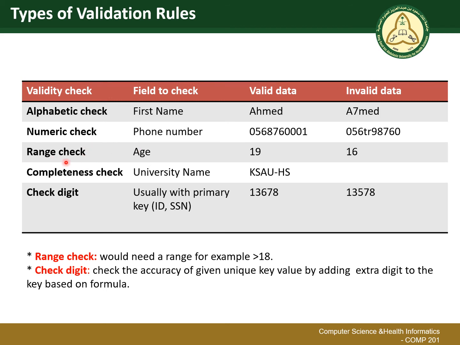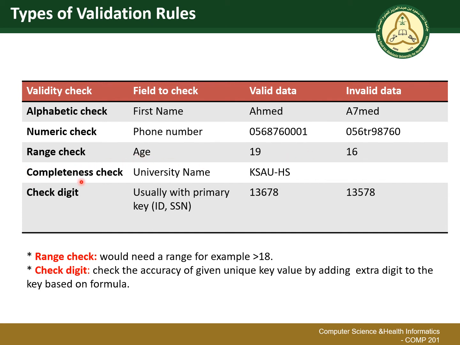The range check. If we have an age field and we have a range of, for example, 18 or more, and we entered 19, it will be considered valid data. But if we entered 16, which is below 18, here we will have invalid data because 16 doesn't fall in the range of 18 or more.